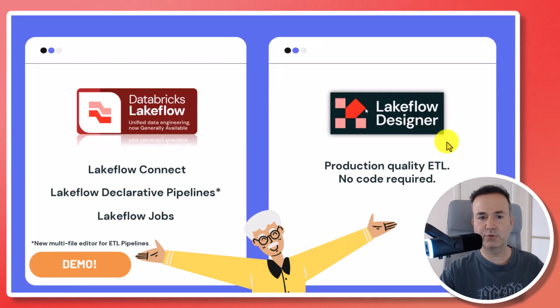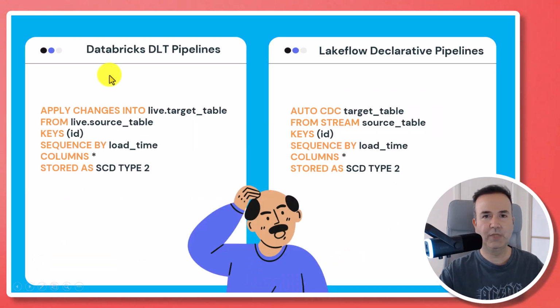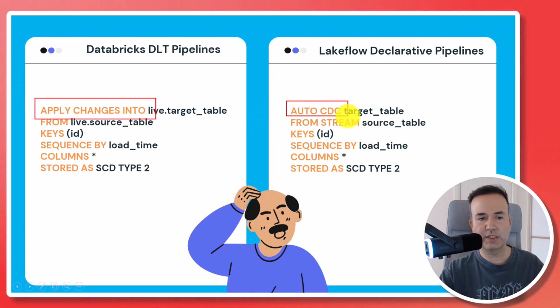Databricks also announced Lakeflow Designer, where you can create ETLs without any code, just by telling AI. Databricks DLT pipelines are also now becoming available in Apache Spark as Lakeflow Declarative Pipelines. There is a small syntax change, such as now APPLY CHANGES INTO is becoming AUTO CDC, and the FROM LIVE source table statement is now changing a little. It becomes FROM STREAM and the source table, but other parts are exactly the same.